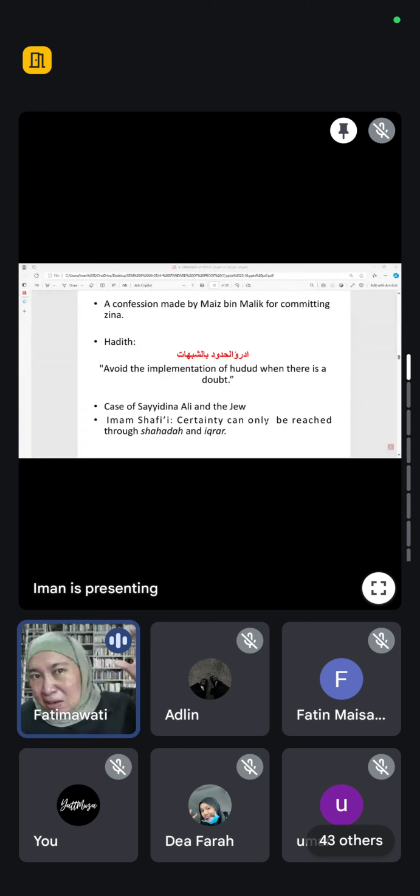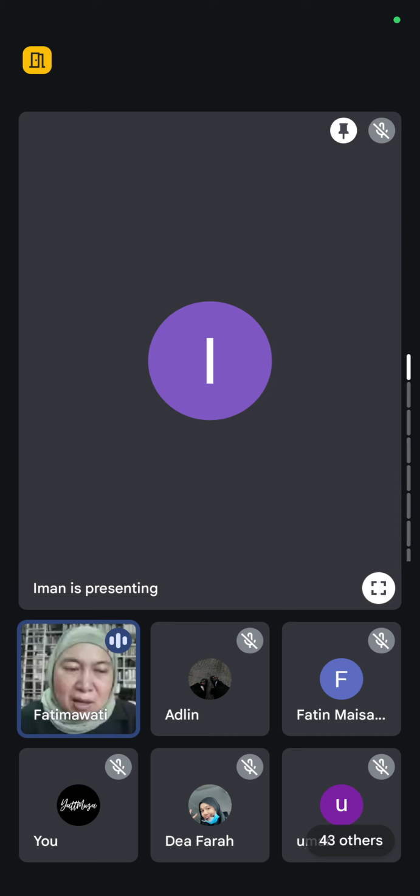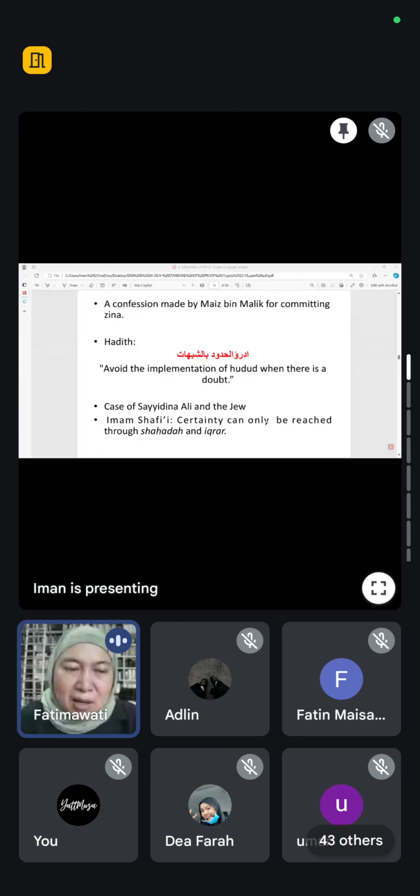So this is the level of certainty. The cases I showed are like, that one was about the existence of Allah, this one is about the case of zina, which falls under hudud. So there's a hadith that says, avoid the implementation of hudud where there is doubt. Okay. So here, there cannot be any doubt if you want to implement hudud.